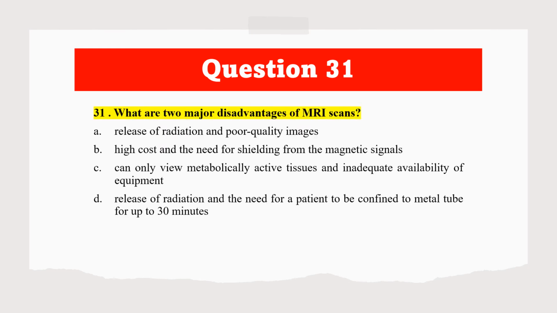Number 31. What are the two major disadvantages of MRI scan? A. Release of radiation and poor quality images. B. High cost and the need for shielding from magnetic signals. C. Can only view metabolically active tissue and inadequate availability of equipment. D. Release of radiation and the need for a patient to be confined to a metal tube for up to 30 minutes. So the answer is B. High cost and need for shielding from magnetic signals. These are the two disadvantages of MRI scan.